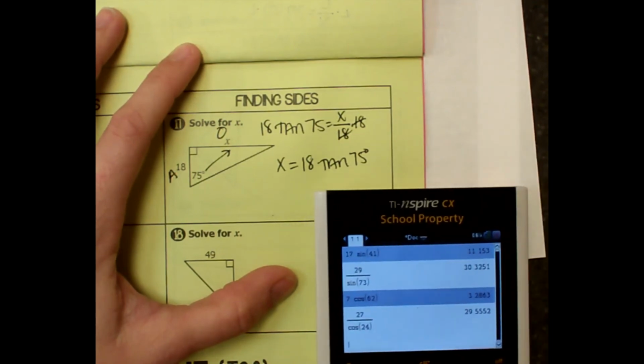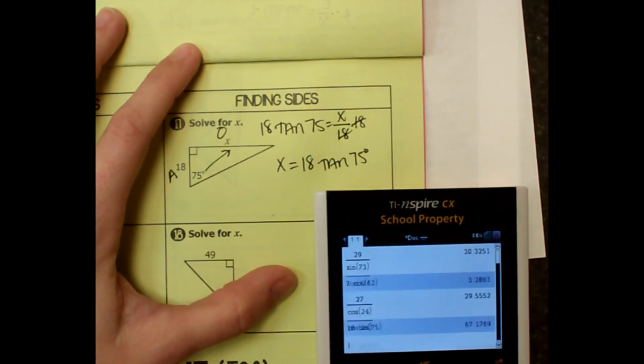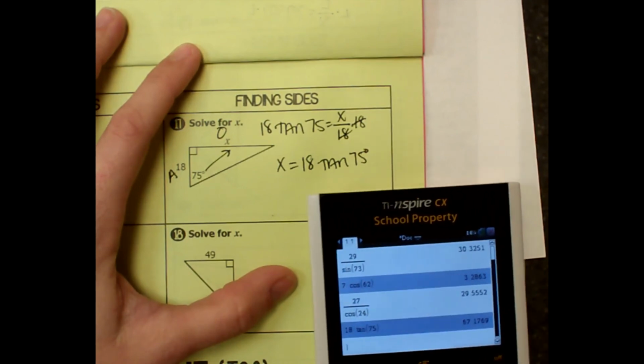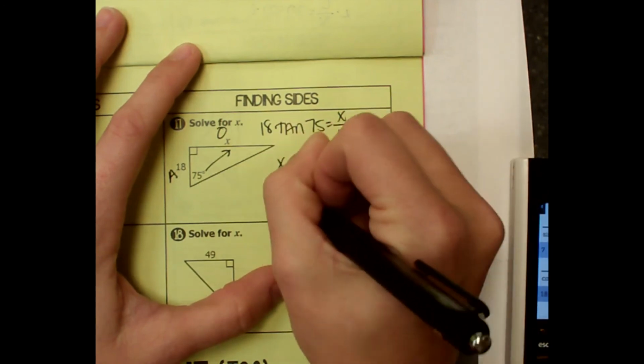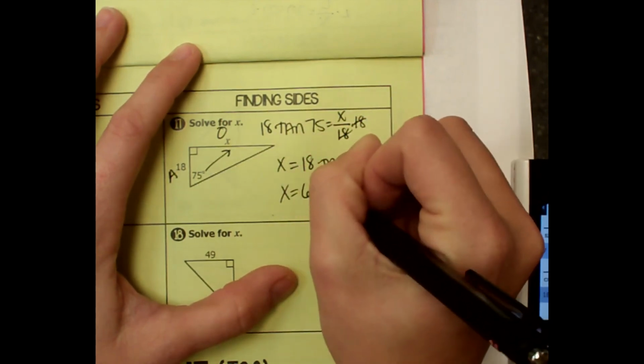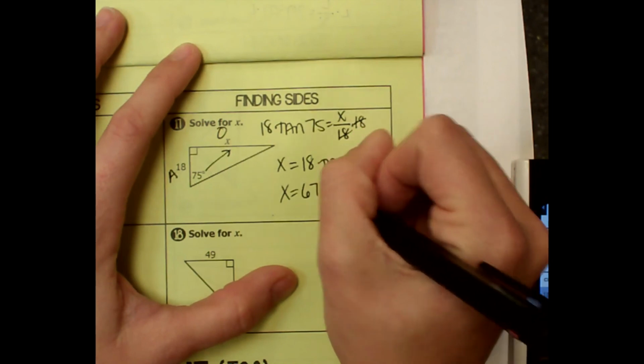So we type that in. 18 times tangent of 75 degrees is 67.1769. So 67.18, because the next digit is a 6, so it's going to round up.